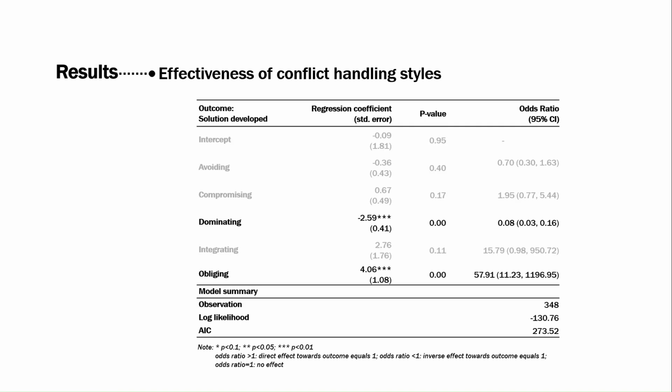With these data, we ran logistic regression of conflict handling styles on discussion outcomes, with both conflict handling style and discussion outcome in binary format. Our results show that a mapper using a dominating style is associated with a high decrease in odds of developing a solution, whereas having an obliging style has high likelihood of developing a solution.